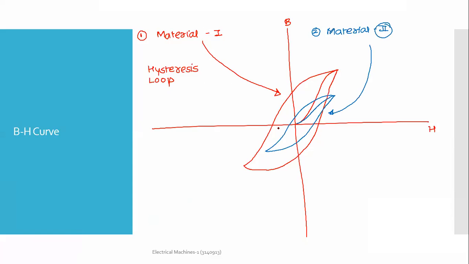Now, can anyone from you tell me the relative advantages and disadvantages of material 1 and material 2? Looking at the hysteresis loop, you can unmute yourself and tell me what you understand from this discussion.